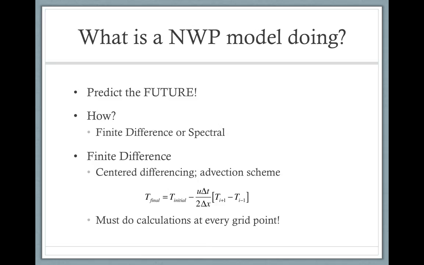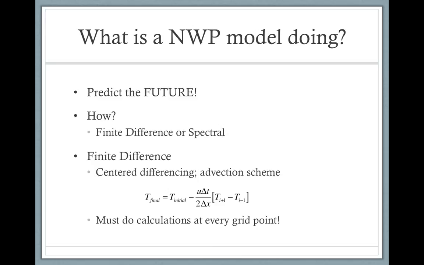But how do we do this? How do we predict the future? There are two primary ways we do this: finite difference and spectral. A large way that we can conceive of this idea of numerical weather prediction is by using simple advection schemes. Advection is a large driver of how air flows around the atmosphere and how parameters like temperature move around the atmosphere. And so we can represent this with centered finite differencing, which is developed from Taylor series expansion.